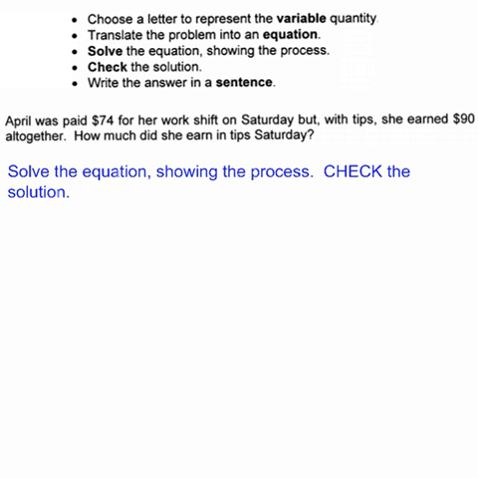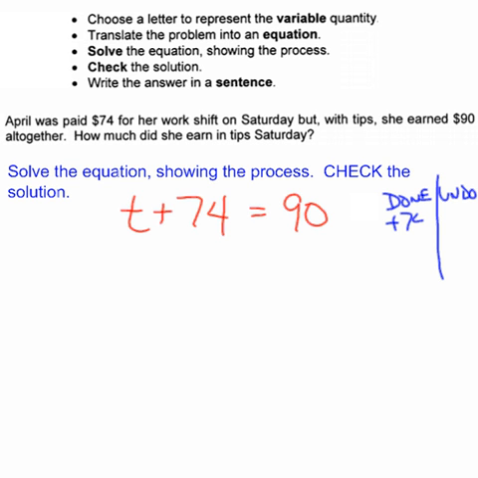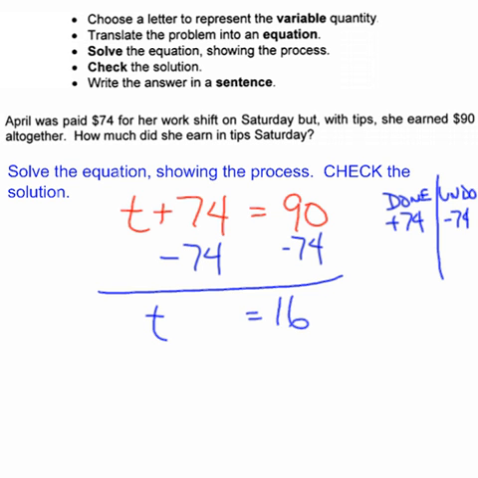Now it says solve the equation showing the process. So we had T plus 74 equals 90. Didn't leave myself much room here, but we're going to do a quick done, undo. What's being done is we're adding 74, so that means we're going to subtract 74 from both sides of the equation to solve it. I know a lot of you don't need to do that step, especially with one-step equations, but I want to show it to you to remind you that it's a good idea if you're having any trouble with these at all. So we end up with T equals 16.